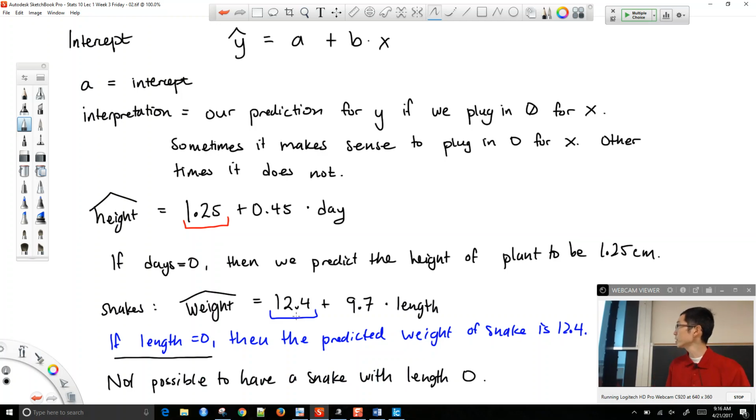So depending on your situation, the direct interpretation of the intercept is what we predict y to be if we plug in 0 for x, but again, sometimes it doesn't make sense to have x equal to 0. All right, let's talk a little bit more about linear regression and some of the things that go on.